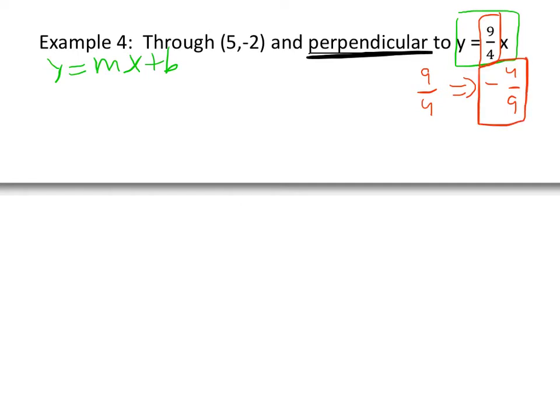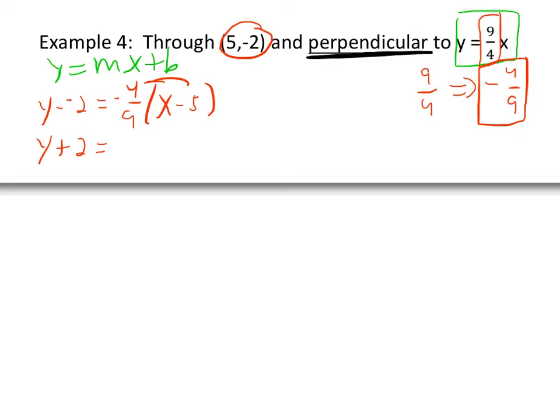So when we go to our point slope method, we would take y minus a negative 2, because that's the point that our line is given to us. The y value is negative 2. Our slope is negative 4/9, and we would subtract the x value. So we have y plus 2.